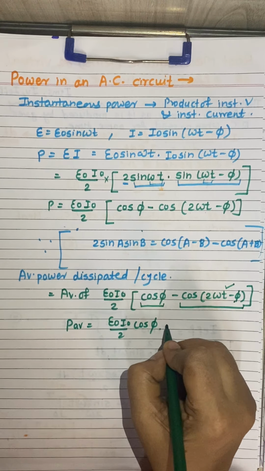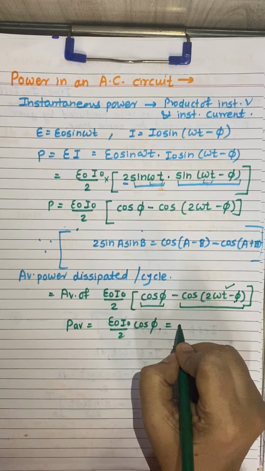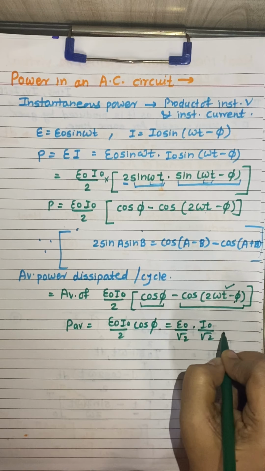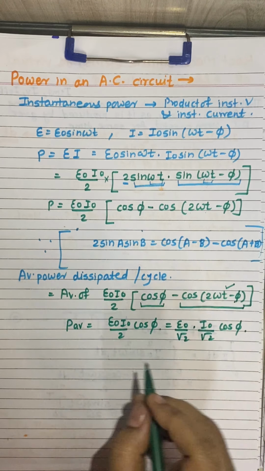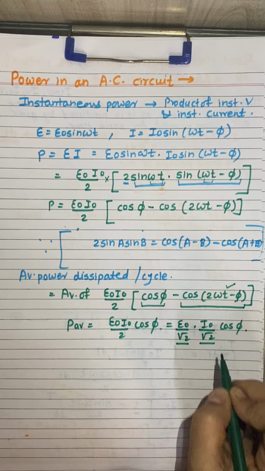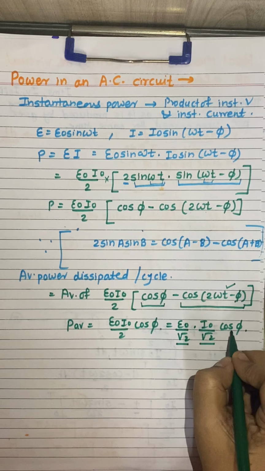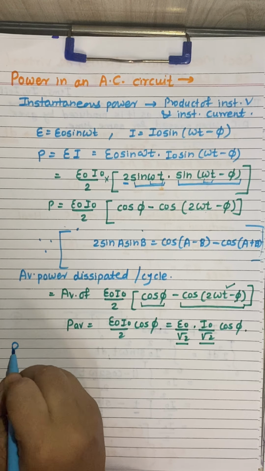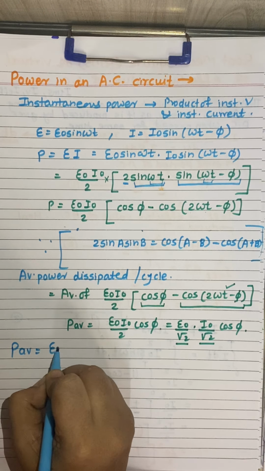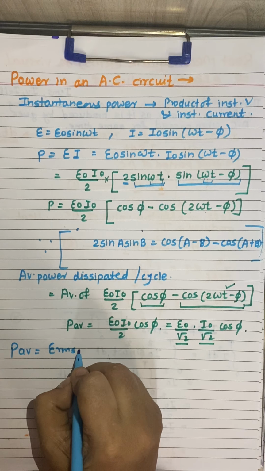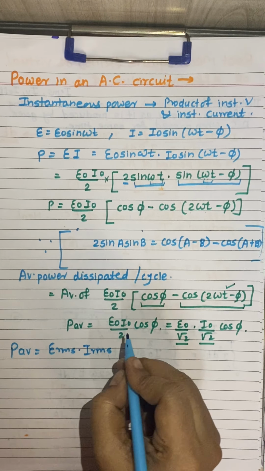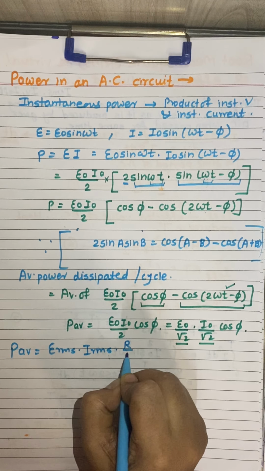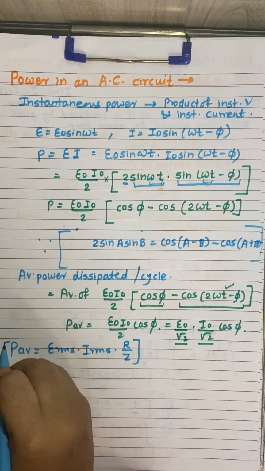Now I can change this equation in terms of RMS value. How? E naught by root 2 into I naught by root 2 into cos phi. So this is nothing but E RMS, this is nothing but I RMS, and cos phi is equal to R by Z, that also we have calculated. So I will write down here the final formula: P average is equal to E RMS into I RMS into cos phi, which is nothing but R by Z, and this formula you have to keep in mind.